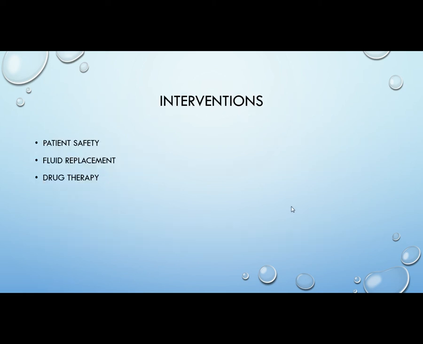So what are we going to do for these patients? Interventions, number 1 is patient safety, number 2 is fluid replacement, and number 3 is drug therapy. However, the most important thing for you to do is to assess the problem, find the reason, and fix it, okay? The patient is at increased risk for fall due to orthostatic hypotension. They also have dysrhythmias, they can have muscle weakness, and possible confusion right along with this dehydration, okay? You need to assess their gait, their muscle strength, and their level of awareness.